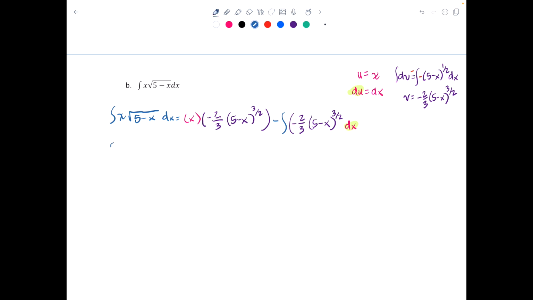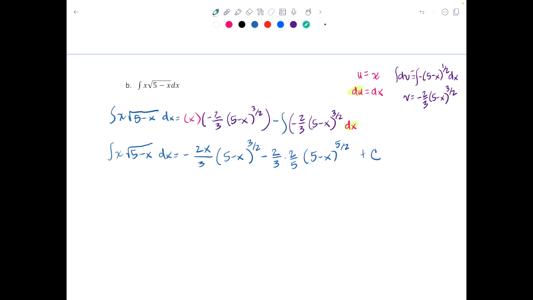All right. So, it's working out, my friends. Let's see what we got. We got negative 2x over 3 times 5 minus x to the 3/2. I'm going to keep the negative inside but pull out the 2/3. That negative will allow us to integrate. And then once we integrate, we'll have a multiplier of 2/5, and our 5 minus x is going to be raised to the 5/2 plus our constant of integration.